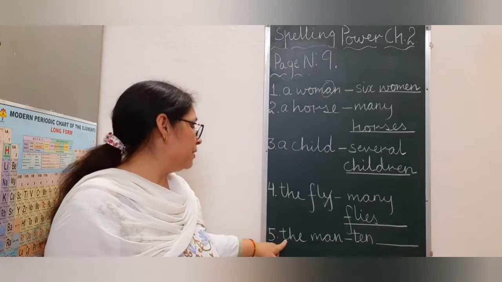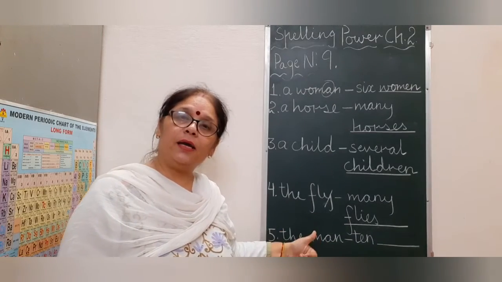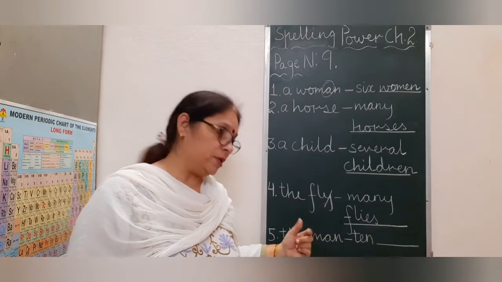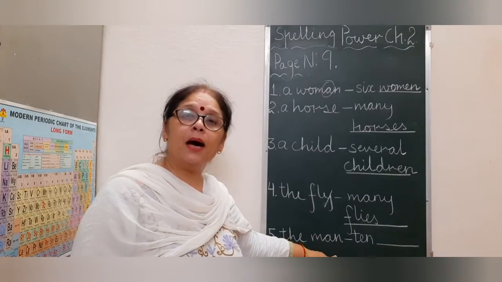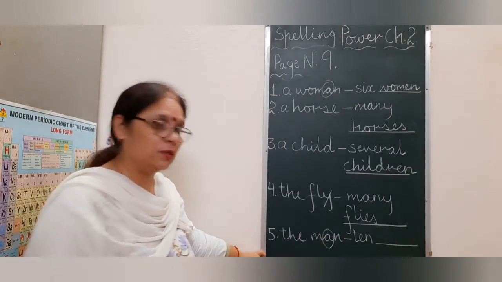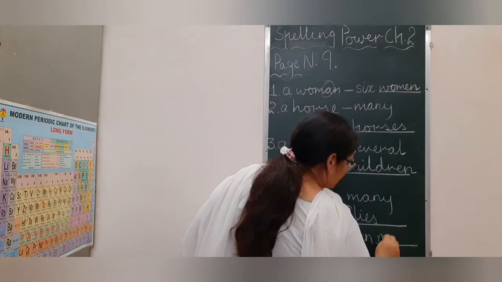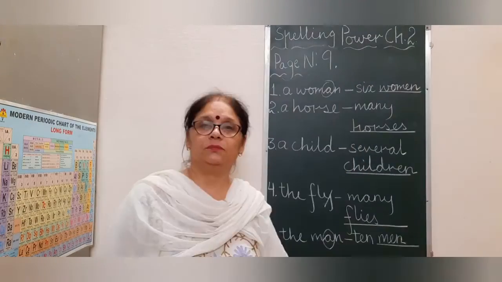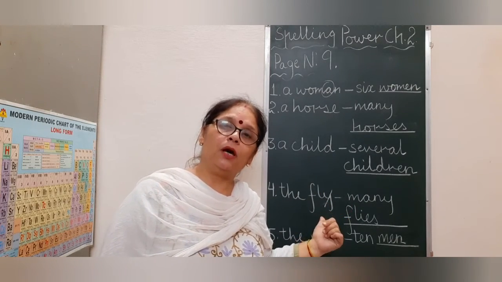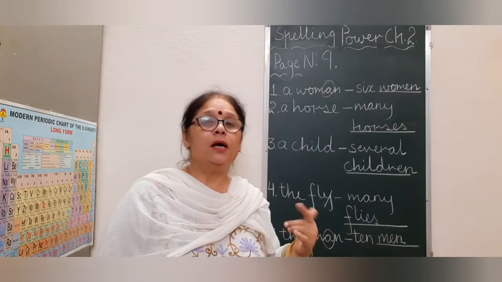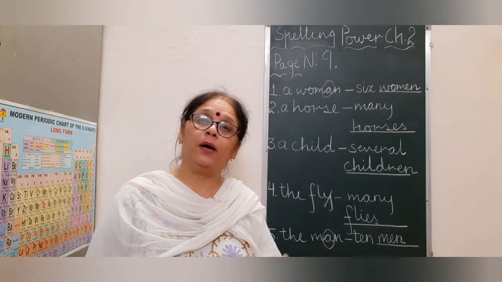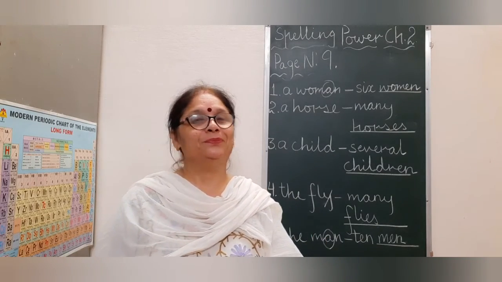The number 5 is the man. Again, by changing the vowel in the word. Man, M-A-N, man. Here we will change the vowel of this word. Man, then men. Students, here I have changed 5 singular nouns into plural nouns. Rest of the nouns will be changed into plural noun by you only. Do your homework.